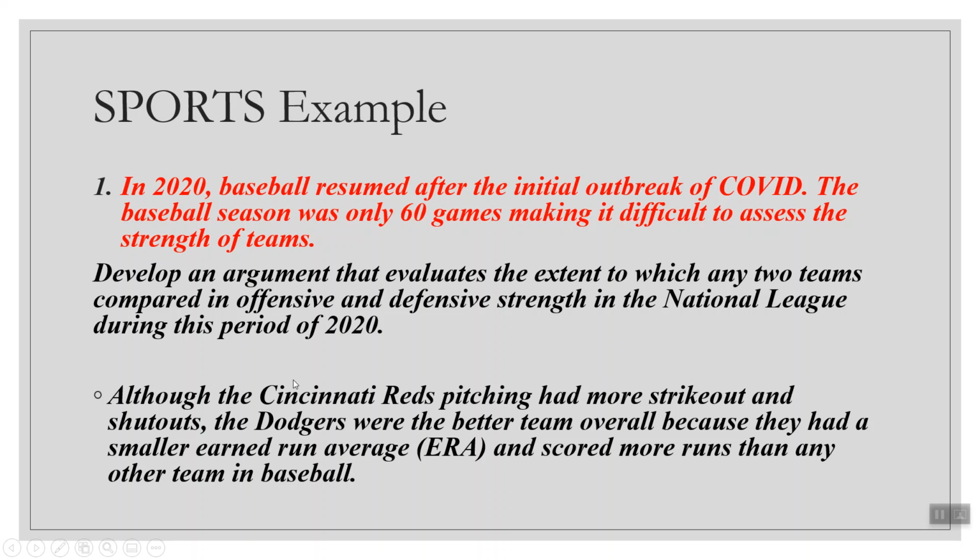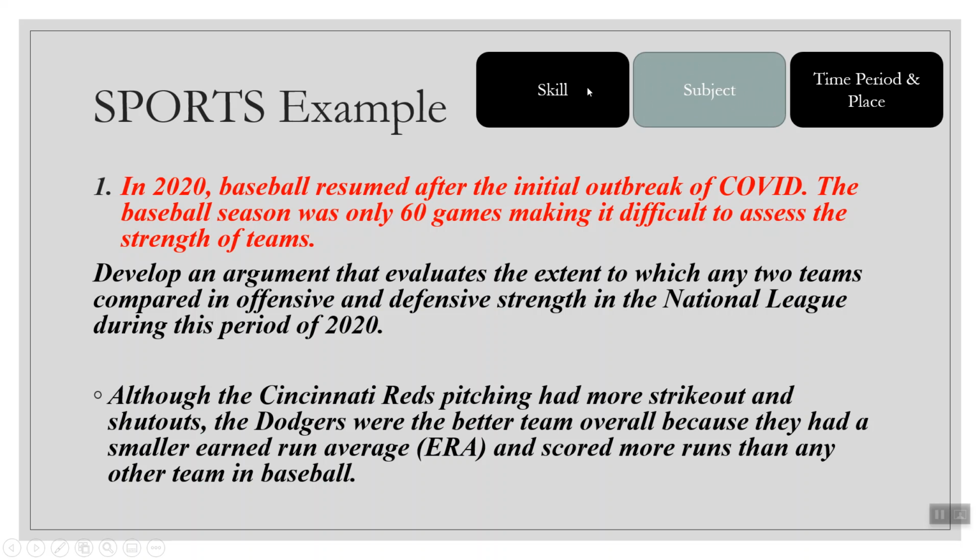I'm talking about why some people may think that the Reds were better as far as their pitching, but I'm giving you the specifics, the strikeout rate and the shutouts. But I'm also telling you that the Dodgers were better because they had a better ERA and scored more runs. So again, I'm giving you the skill, subject, time period, and place. We good with that?